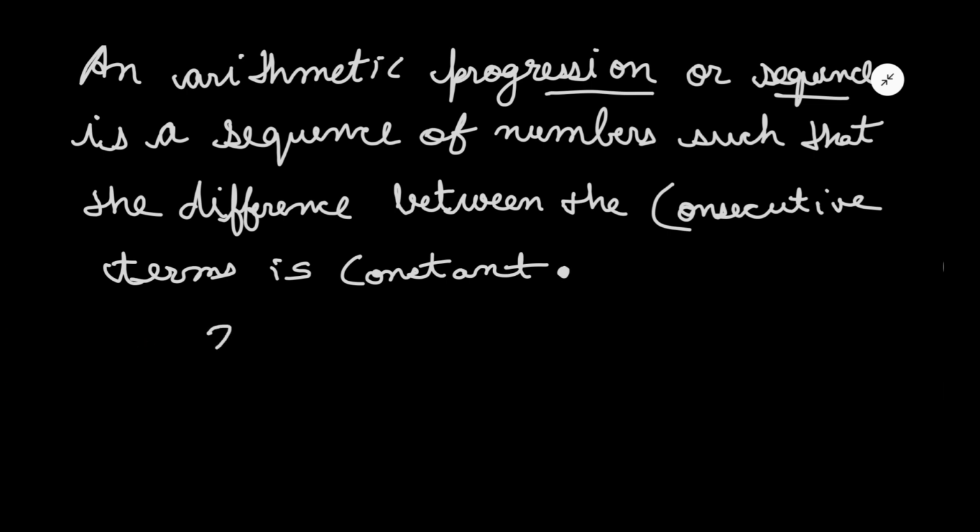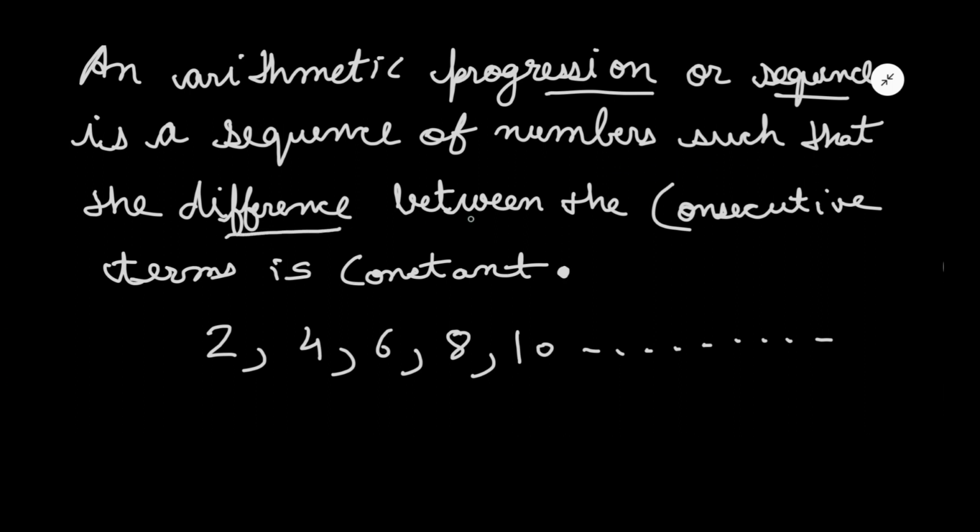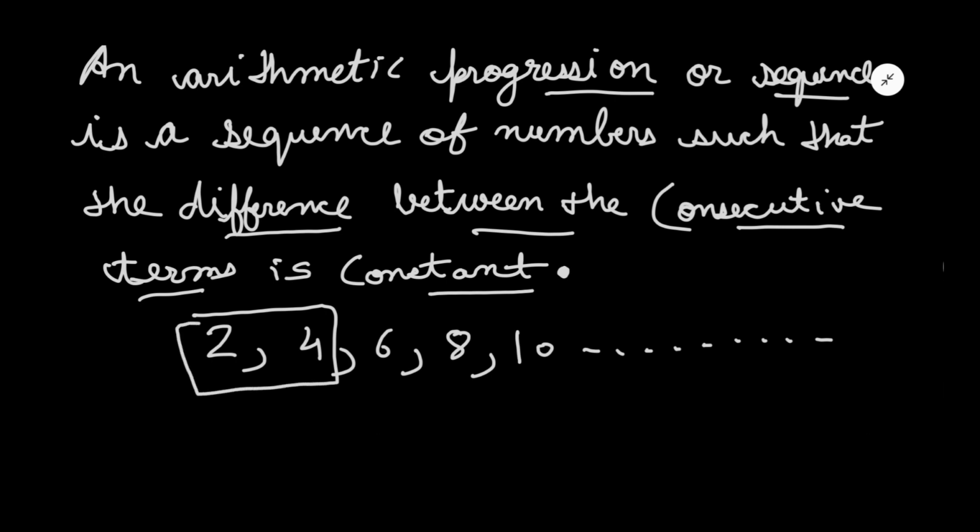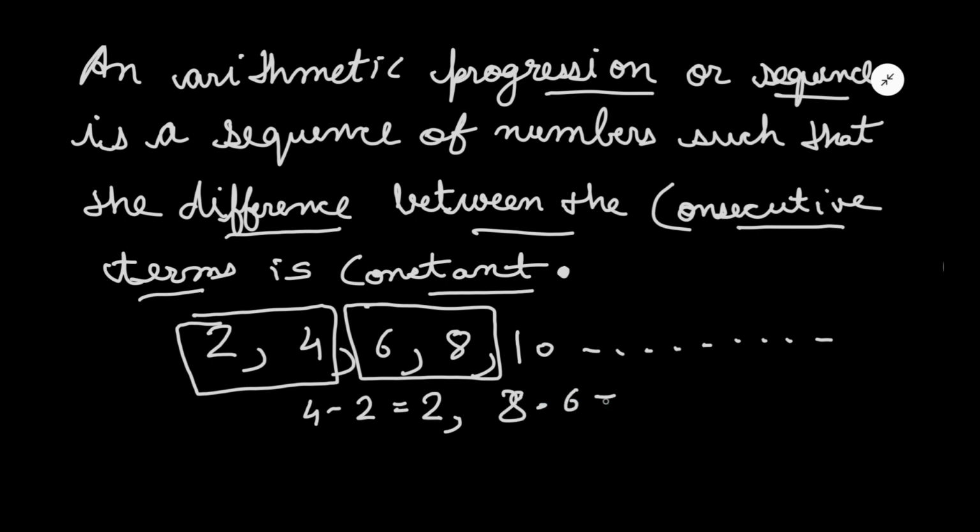For example, 2, 4, 6, 8, 10, it is going on. So it says the difference between the consecutive terms is constant. So it means the difference between the consecutive numbers, which is this one. So the difference between 4 and 2 is 2. And similarly, after that, the difference between the 8 and 6 is 2. So this difference will always be same.